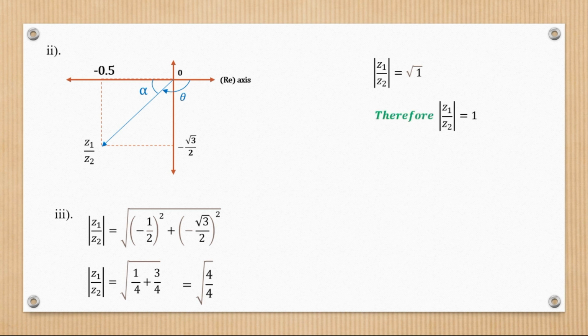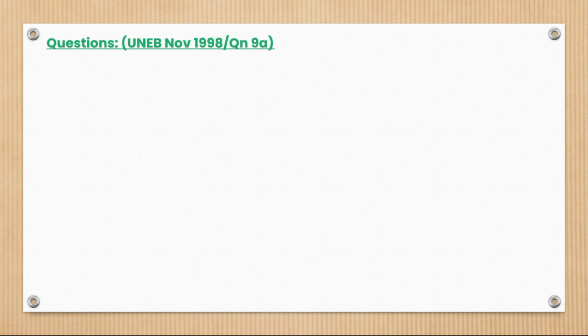So therefore the modulus of z1 over z2 is equal to 1. Alright, let's look at an example from UNEB November 1998, and this was question 9a.